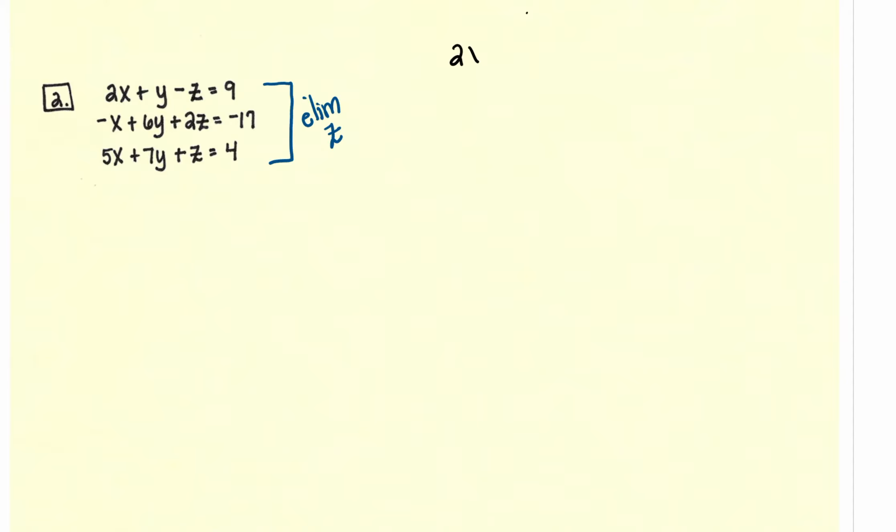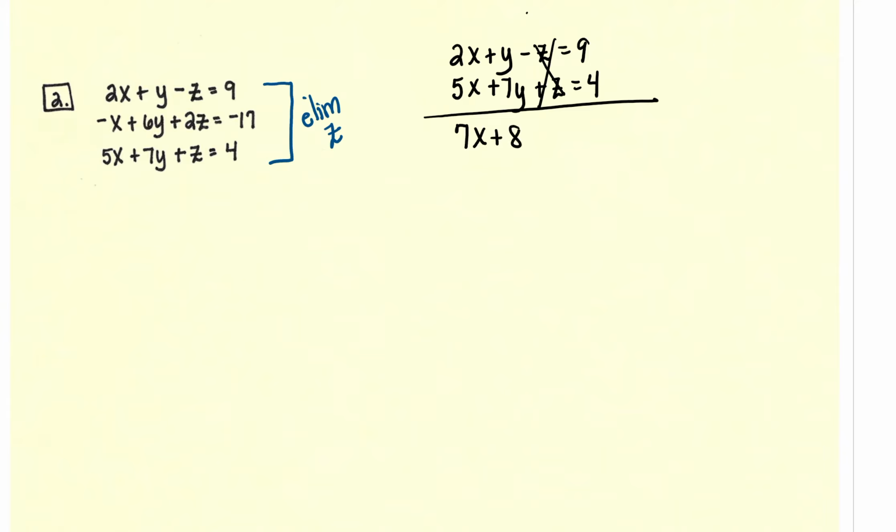So just copy those equations over and then copy this bottom one, 5x plus 7y plus z is equal to 4. Those z's are going to cancel, and we have 7x plus 8y is equal to 13. That is our first star equation.